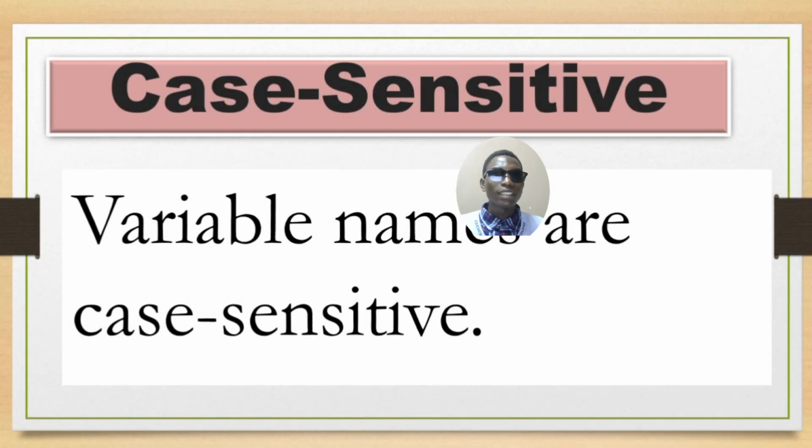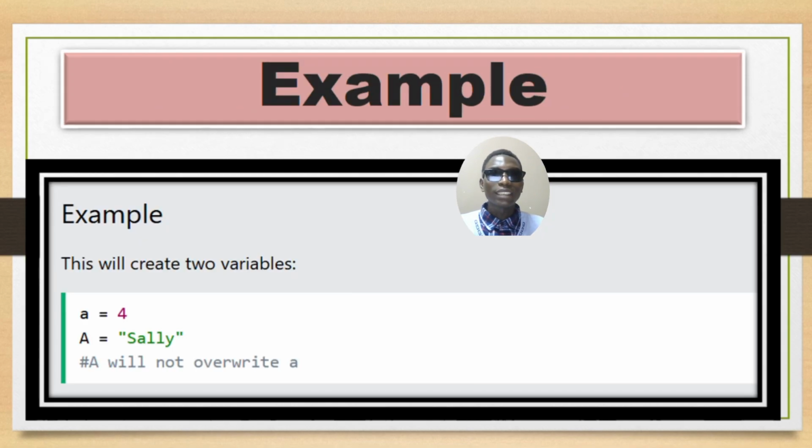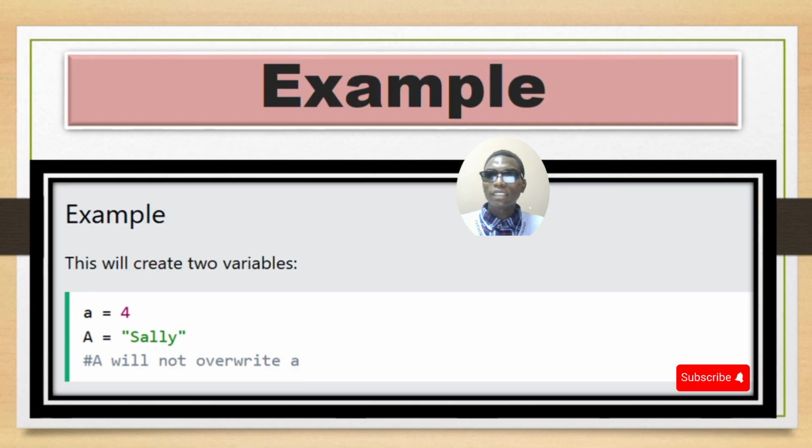What this means in the programming language when we say case sensitive. This means that, for example, once we create a variable in uppercase and lowercase, they are really different. For example, this will create two variables. Lowercase a, which is equal to 4, is different from uppercase A, which is equal to Sally here. This is the name of a person.